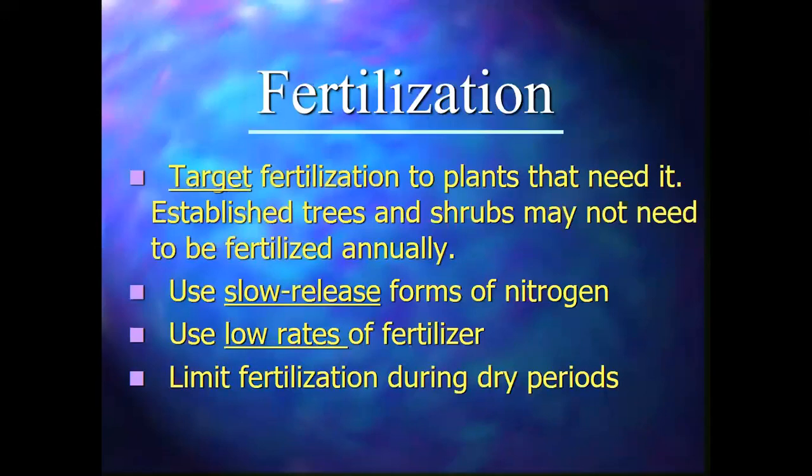Target the fertilization to plants that need it. There we go again, established trees and shrubs may not need it every year. There are slow release forms of nitrogen that release it slowly over time. Use low rates of fertilizer. You're going to have your soil tested, so just use the minimum rate they suggest. Limit fertilization during dry periods, because that can stress a plant. It can potentially cause fertilizer burn and increase its need for water. So during the hot, dry summer months, you want to avoid putting fertilizer out.